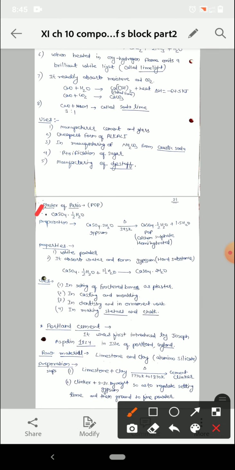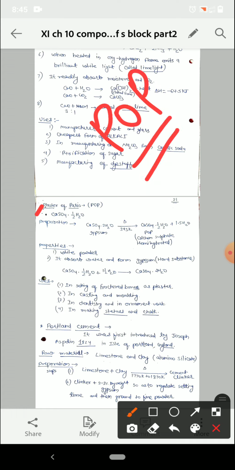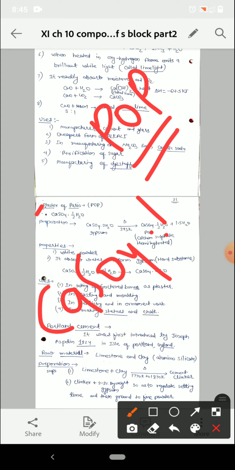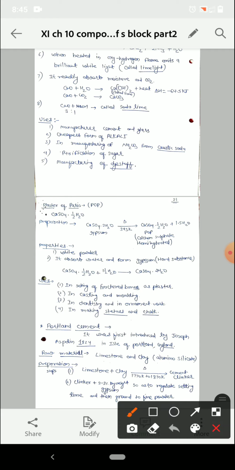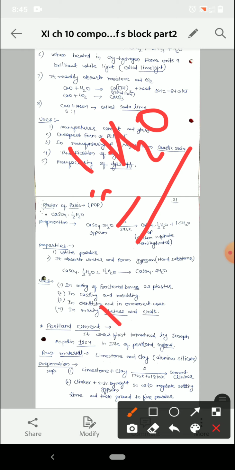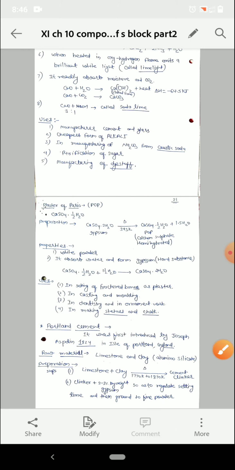Okay. Now the next one is plaster of Paris. You know very well about POP. POP is plaster of Paris, and its formula is CaSO4·½H2O, and it is very important. So how do we prepare calcium sulfate hemihydrate? Half H2O means hemihydrate. If there is one H2O, it is called monohydrate. So how can we prepare this?